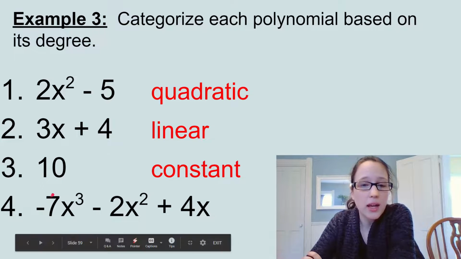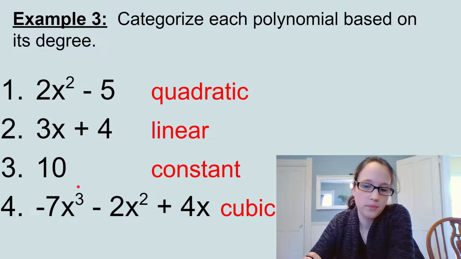And then last one, I see that my biggest exponent is a 3, so this one is a cubic. Okay, again, we don't care how many terms there are. Yes, this is a monomial. Yes, this is a binomial. That's not what they asked us.